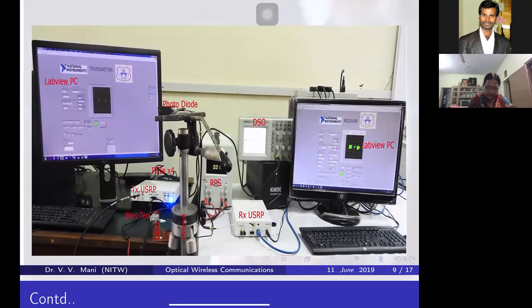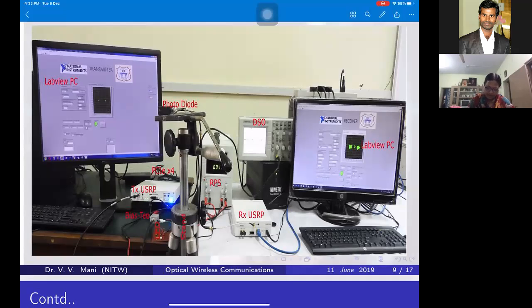And for the reception, because we don't have any other choice to keep our photodiode at the ceiling, we used a photo stand, and on top of it we place the photodiode into the line of sight. Even in non-line of sight we have received the signals. The photodiode output is connected to the receiver USRP. You can see the wire from the receiver USRP. But the transmission path from the transmitter diode to the photodiode is wireless. There is no connection between them.